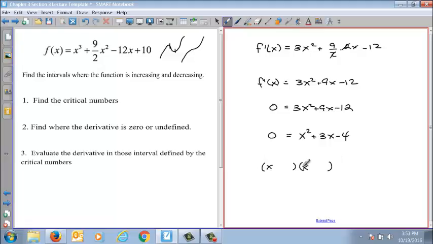So you get negative 4 is 4 times 1 to get that, and we want a positive intermediate term. So we put the positive on the big one and the negative on the smaller one. So what that means is at x equals negative 4 and x equals 1, we have critical numbers.